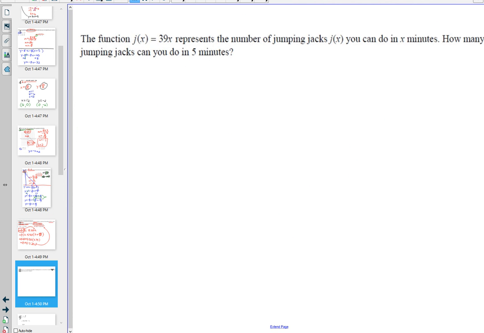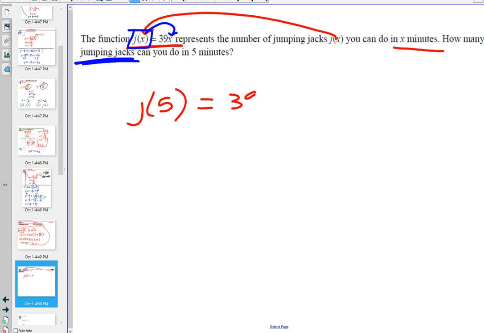All right, here's another function. Come on, let's try to get as many done as possible. So here's the function. Hey, this one was one of the ones missed the most. Maybe because it was a short answer. I don't know. This tells you jumping jacks. J of x is jumping jacks, and x is minutes. So look at the question. The question wants to know how many jumping jacks, which means they want to know J of x, which has to mean that they have to give me x. x is the amount of minutes. How many minutes are they giving me? 5. So J at 5 is equal to 39 times 5, and that's 195 jumping jacks. That's all you have to do.